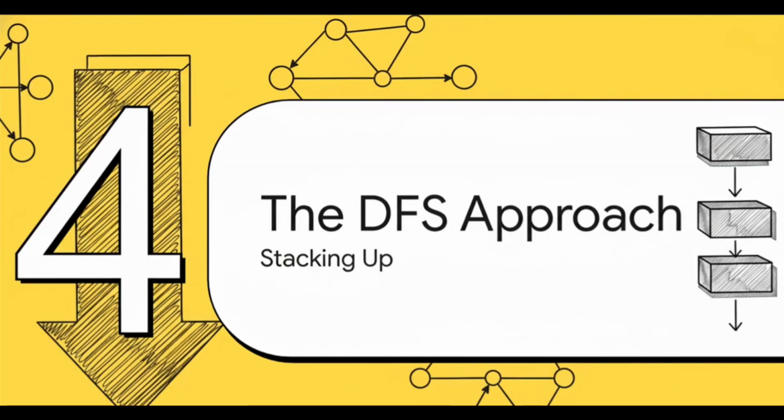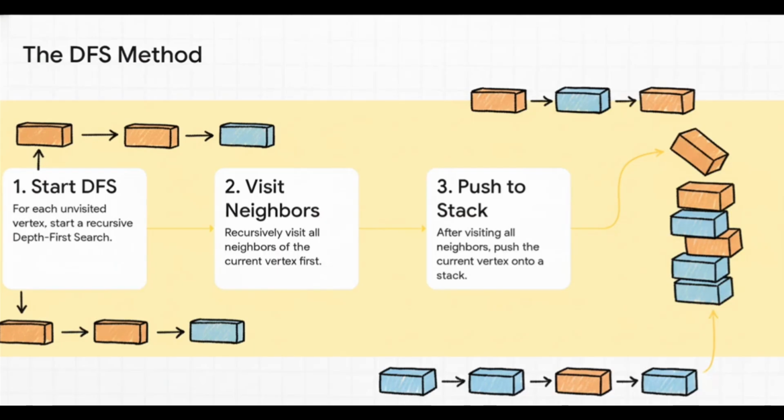There's another approach that kind of thinks about the problem backwards, using a concept called depth-first search, or DFS. Instead of a queue, this one uses a stack. So the idea here is to work backwards. We start at any course, and we just explore its prerequisites as deep as we can. Once we hit a course that has all of its own prerequisites already visited and processed, we consider it finished and push it onto a stack.